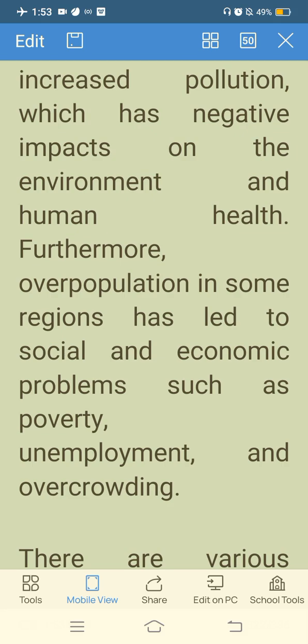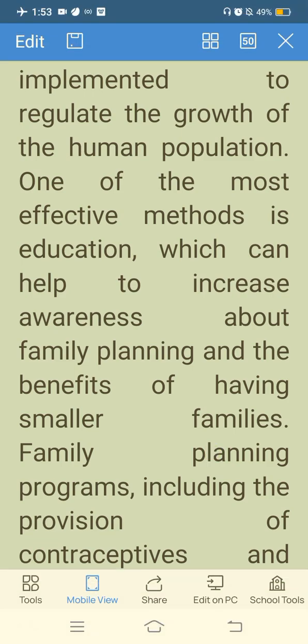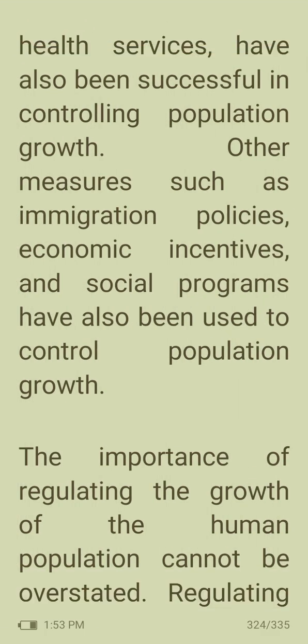There are various control measures that have been implemented to regulate the growth of the human population. One of the most effective methods is education, which can help to increase awareness about family planning and the benefits of having smaller families. Family planning programs, including the provision of contraceptives and other reproductive health services, have also been successful in controlling population growth. Other measures such as immigration policies, economic incentives, and social programs have also been used to control population growth.